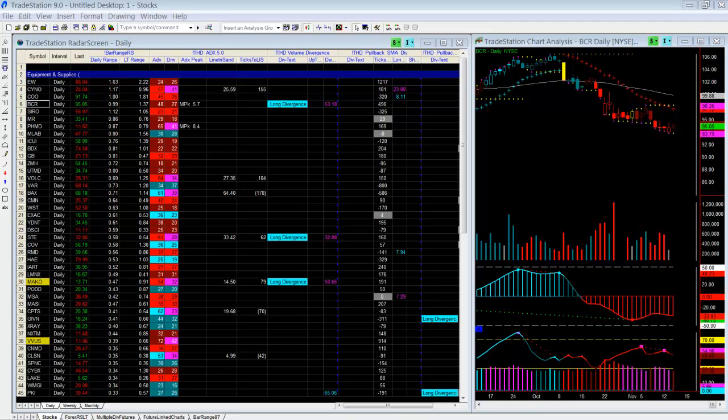Does Ninja Market Analyzer have all of the same features as TradeStation RadarScreen? Unfortunately, no, they do not.